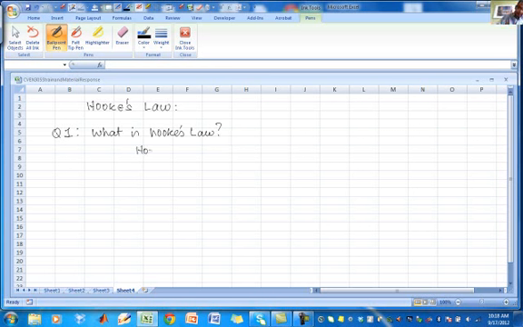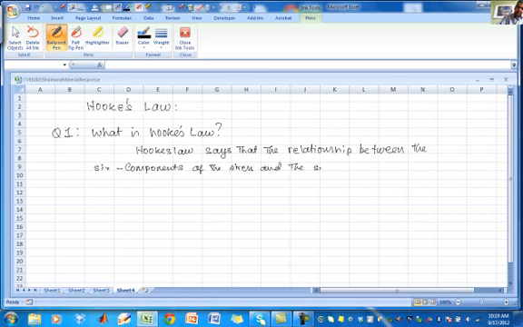So Hooke's law says that the relationship between the components of the stress, so let me be very specific, 6 components of the stress and the 6 components of the strain is linear and is represented by a 6 by 6 matrix. What do I mean by that? So let us write it down.